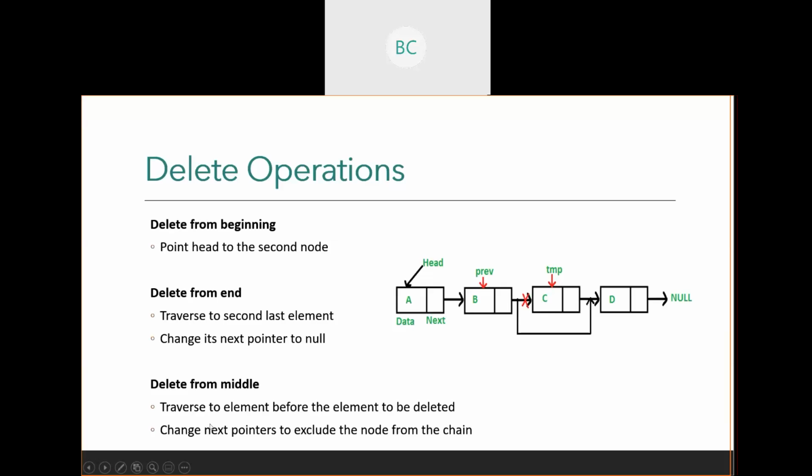So to delete from the middle, you just need to traverse to the element just before the element to be deleted. If you want to delete C, you traverse to B, then cut the connection between B and C. That means you simply change the next pointer to exclude the node C. Suppose the pointer was pointing at C; you simply remove it and point it to D, and C will be excluded. Okay, visually it's clear, I guess. Is it clear visually?